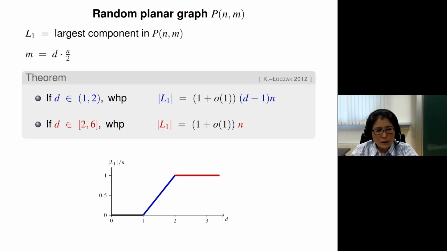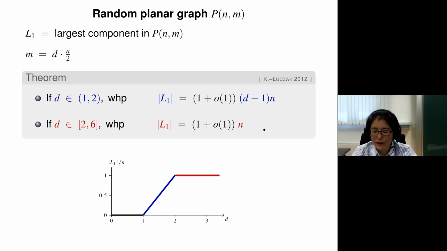Surprisingly, there are 2 critical periods in the evolution of the random planar graph. The first one occurs when the giant component emerges, like in the Erdos-Renyi random graph, when the average degree is around 1. The second one occurs when the giant component contains almost all vertices. Almost all, of course; sometimes the error term is little o of n, sometimes it can be some other term.